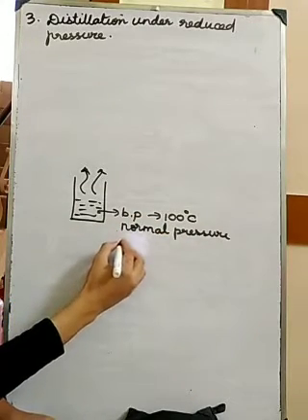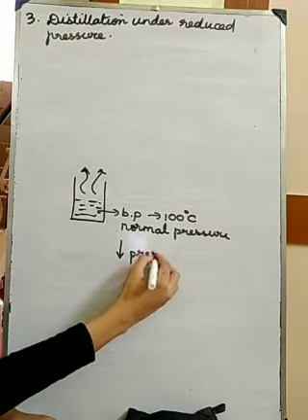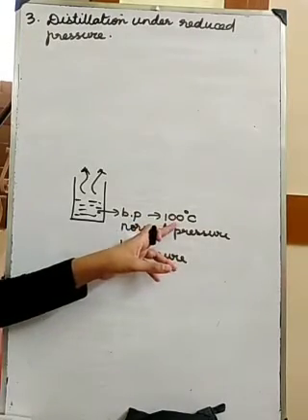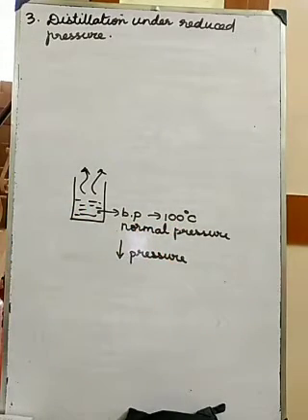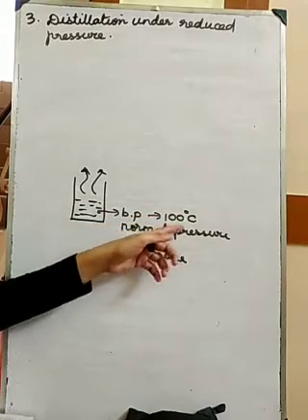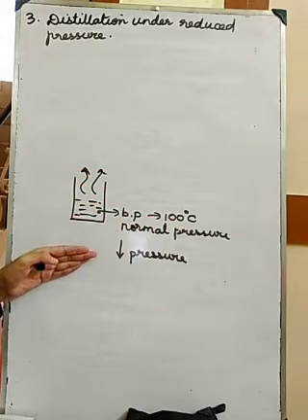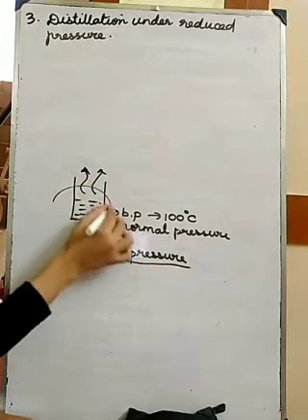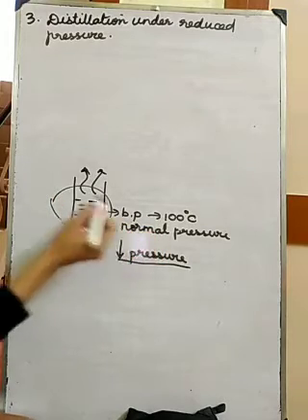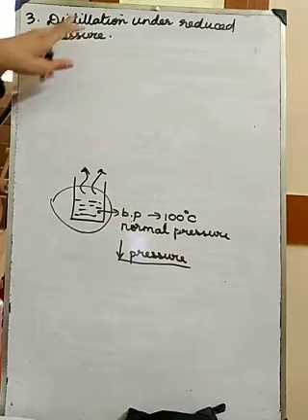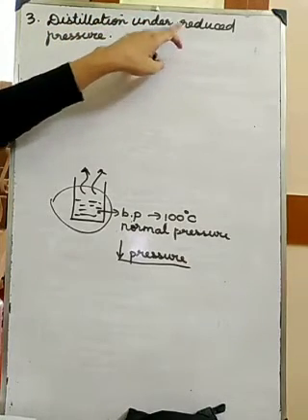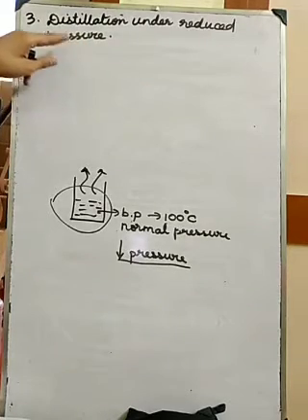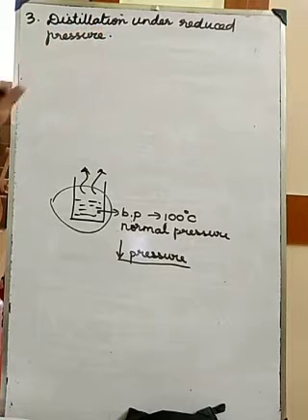Suppose if we reduce the pressure, the water will boil before 100 degrees Celsius itself. So, by reducing the pressure, what we can do? We can make the liquids boil before the boiling point itself. That concept only we are going to do here. We are going to reduce the pressure, make the liquid boil, change them into vapors, and then do distillation.